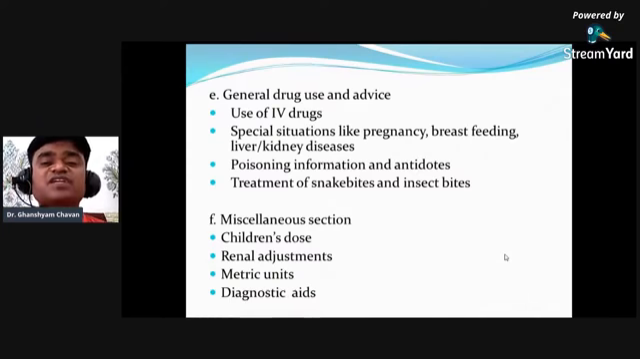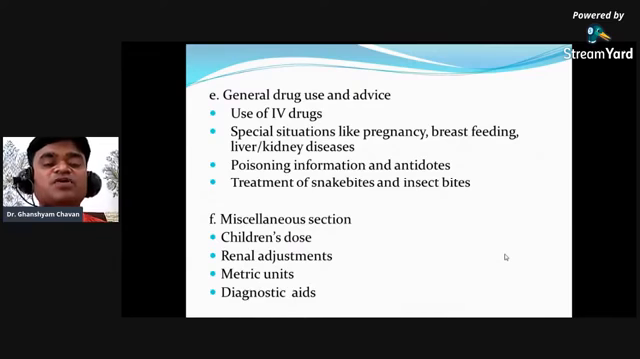Also breastfeeding: some drugs come into our milk if the mother is breastfeeding. Drugs like tetracycline, chloramphenicol, methotrexate, and the anti-diabetic drugs gliclazide and glimepiride can come into the milk also.